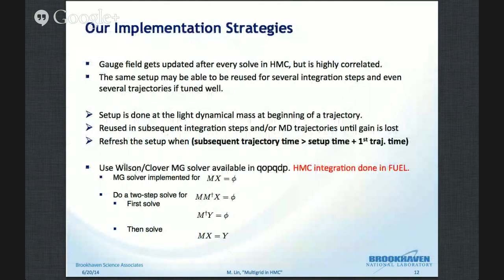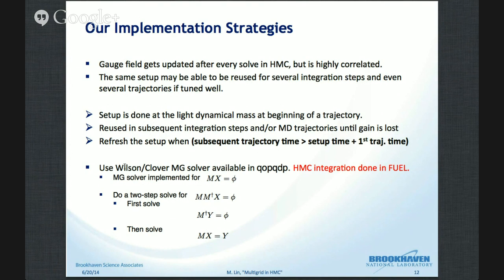So what we did was to make use of the fact that the gauge field, even though it gets updated after every solve in HMC, should be highly correlated. Even the gauge fields between different trajectories may be correlated. So we're hoping that the same setup may be reusable for several integration steps and even several trajectories if the multigrid parameters are tuned well.